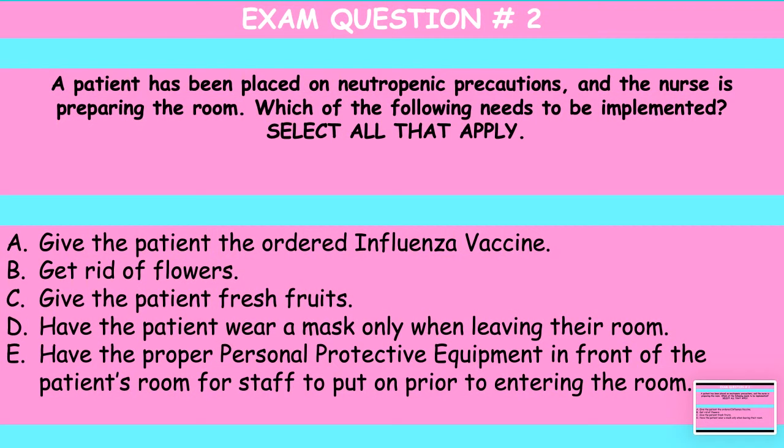So rereading the question, a patient has been placed on neutropenic precautions and the nurse is preparing the room. Which of the following needs to be implemented? Well, the answer would be B, we need to get rid of the flowers. D, we have to have the patient wear a mask when leaving the room. And E, we need to make sure that the personal protective equipment is available for staff and family members that are going to be around the patient.